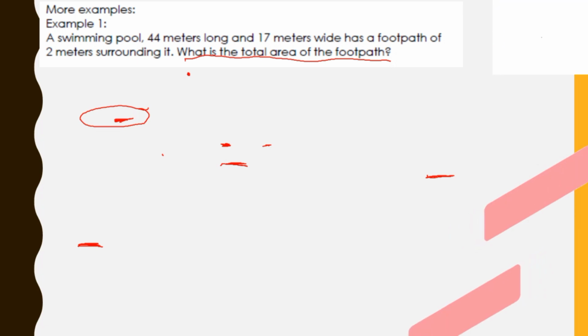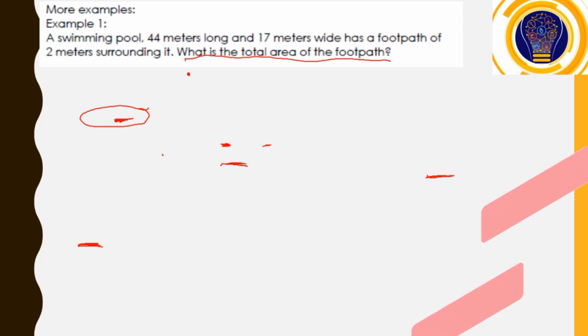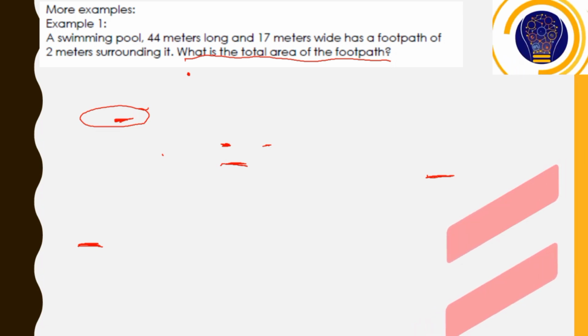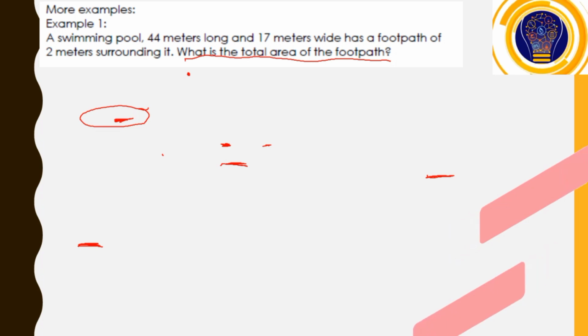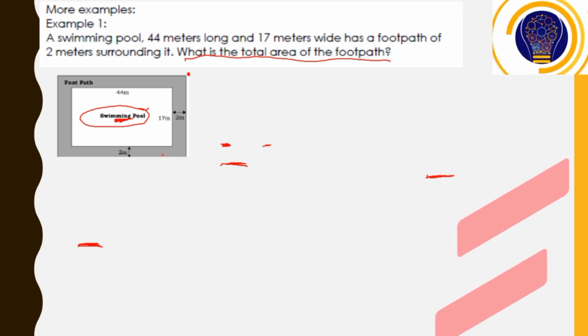At ang distance nito, simula dito ay 2 meters. Ibig sabihin, pare-parehas from the swimming pool to the end of the pathwalk is 2 meters. Dito rin, 2 meters. So, tingnan natin kung tama yung drawing natin. Alright, that is the precise or yung mas magandang drawing. So, ito yung mas magandang drawing at mas naiintindihan nyo.